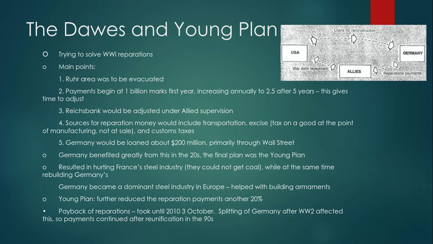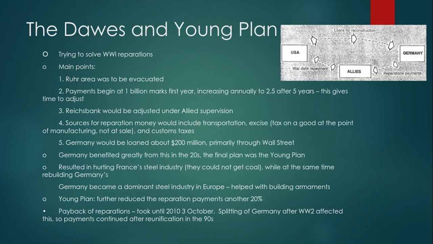So how's Germany going to get the money to pay for reparations? Well, this is point 4. They decided this would include transportation, excise taxes. So these are taxes on goods at the point of manufacturing. Some examples would be things like the taxes you pay on fuel or tobacco and alcohol. And then also customs taxes.